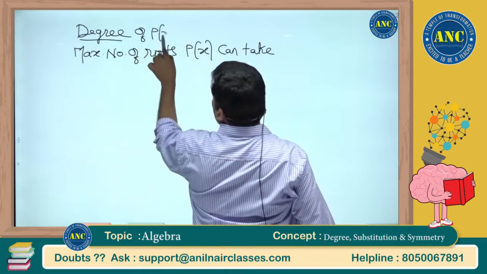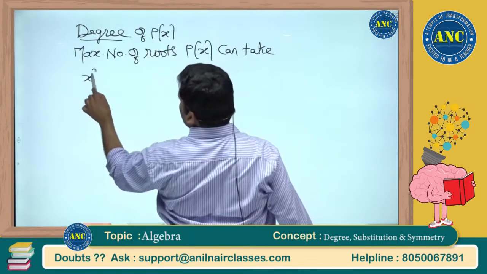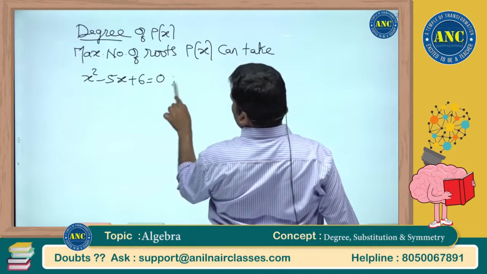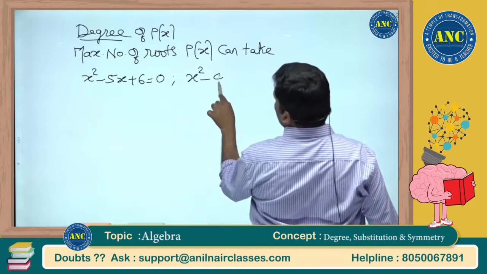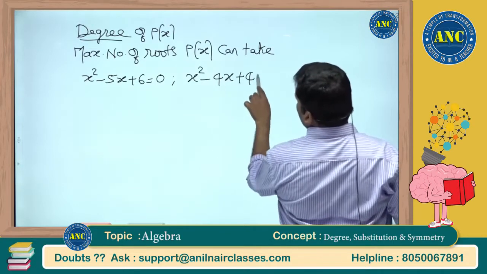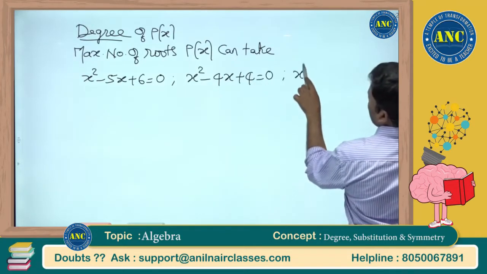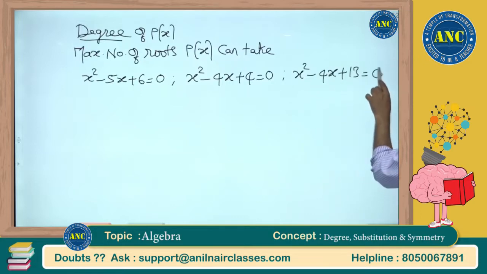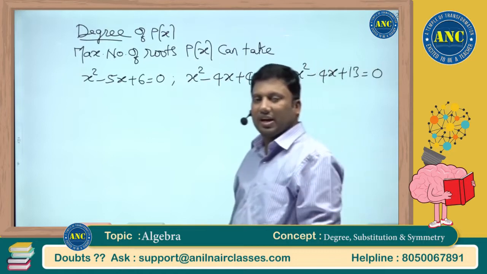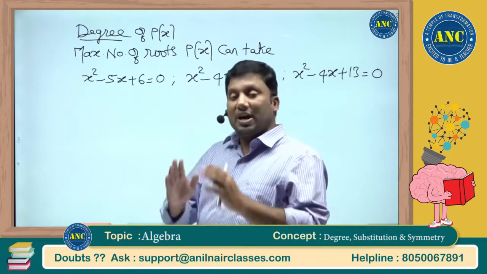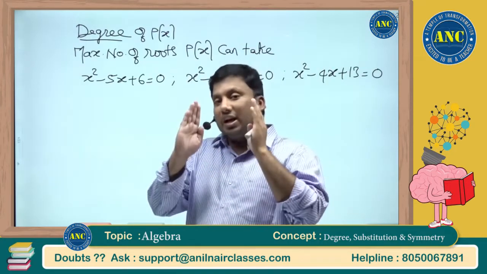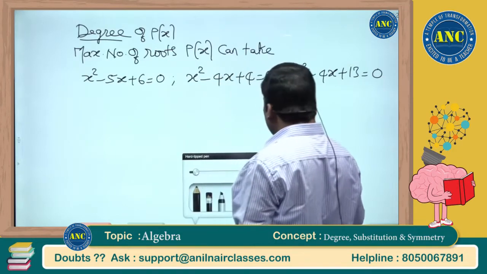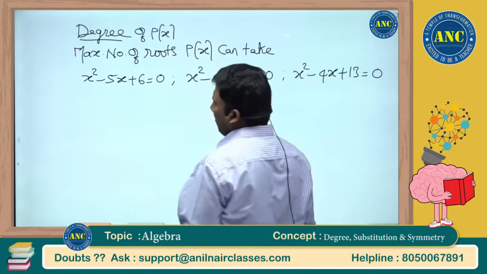For example, if I see x square minus 5x plus 6 equivalent to 0, x square minus 4x plus 4 equivalent to 0, x square minus 4x plus 13 equivalent to 0, three equations I will take. Degree of p of x. For a polynomial expression, degree always takes the maximum number of roots.